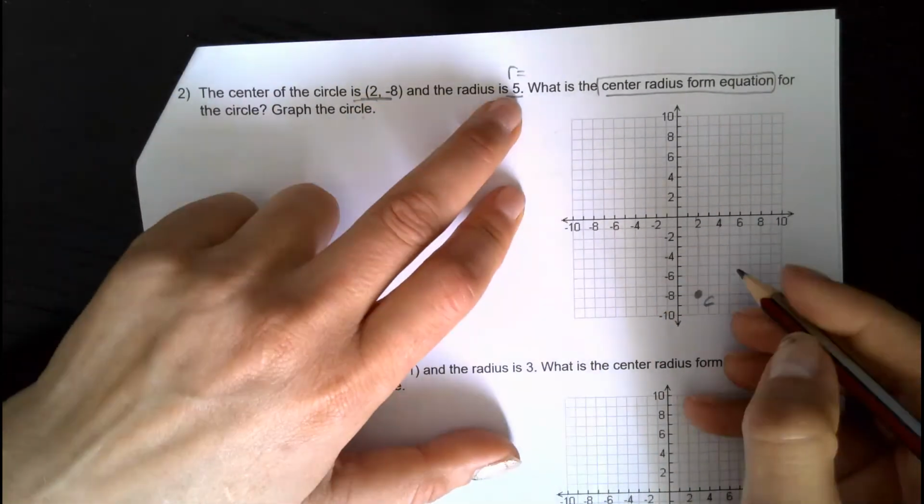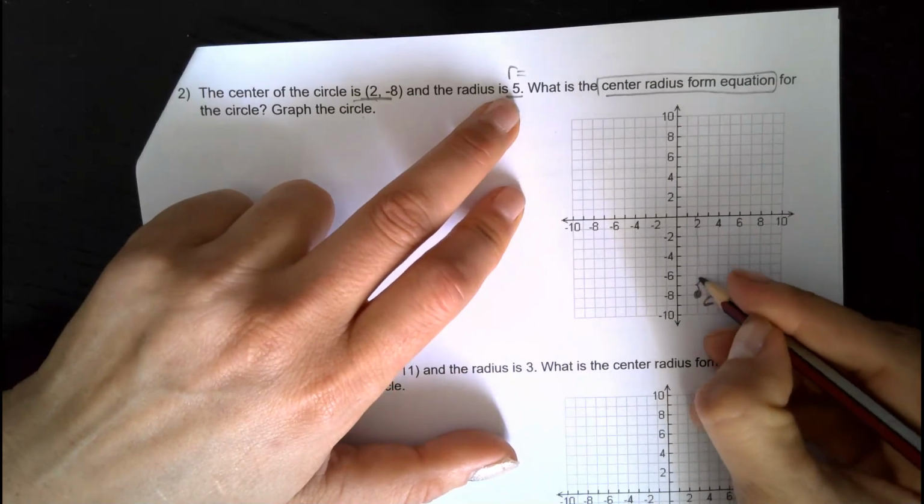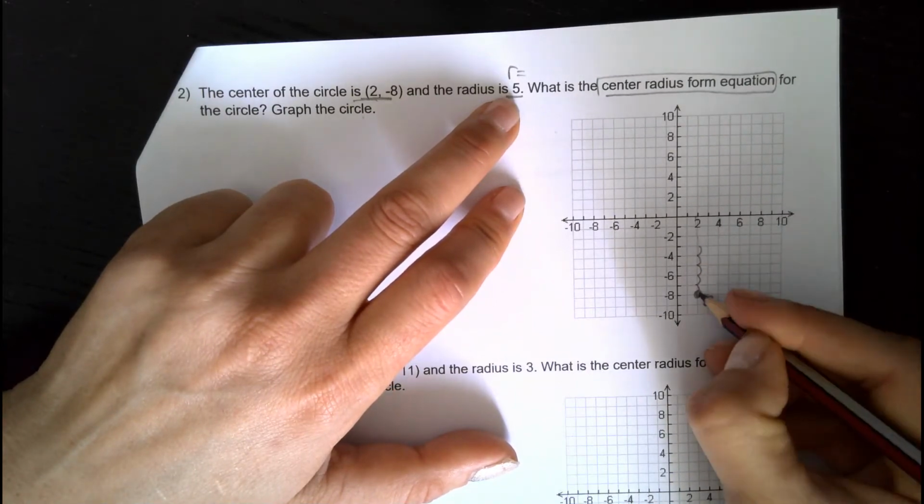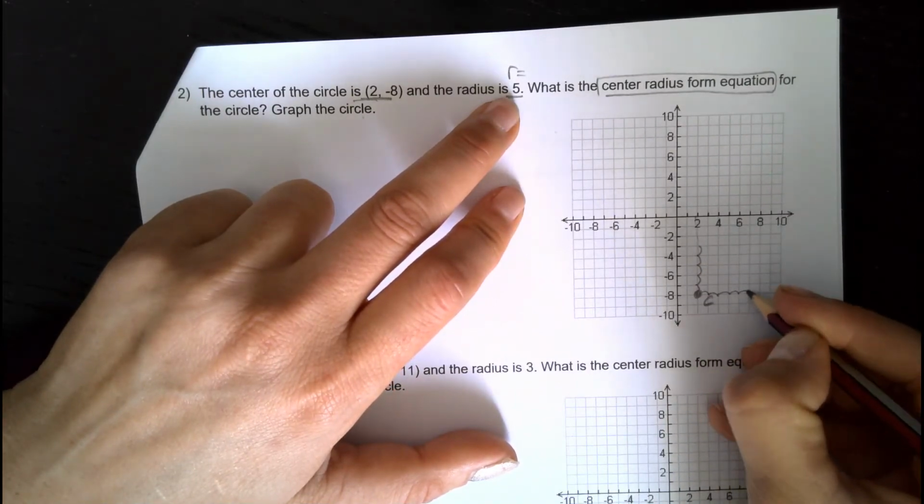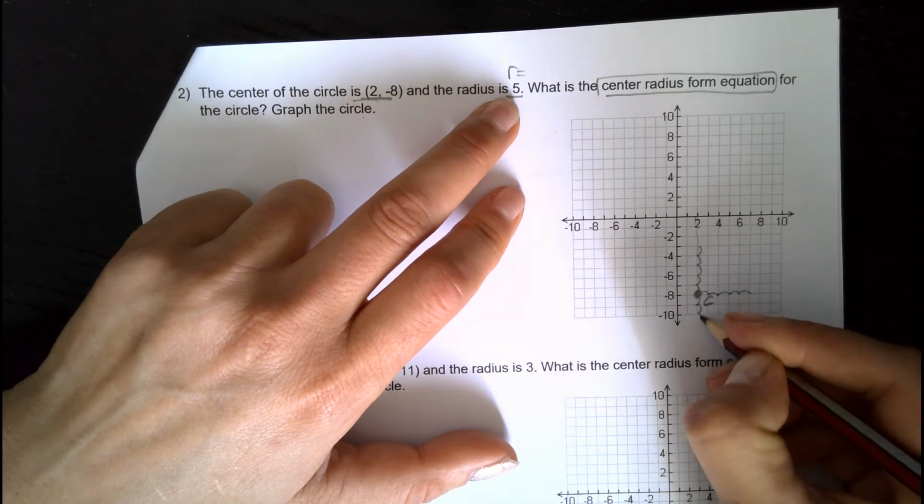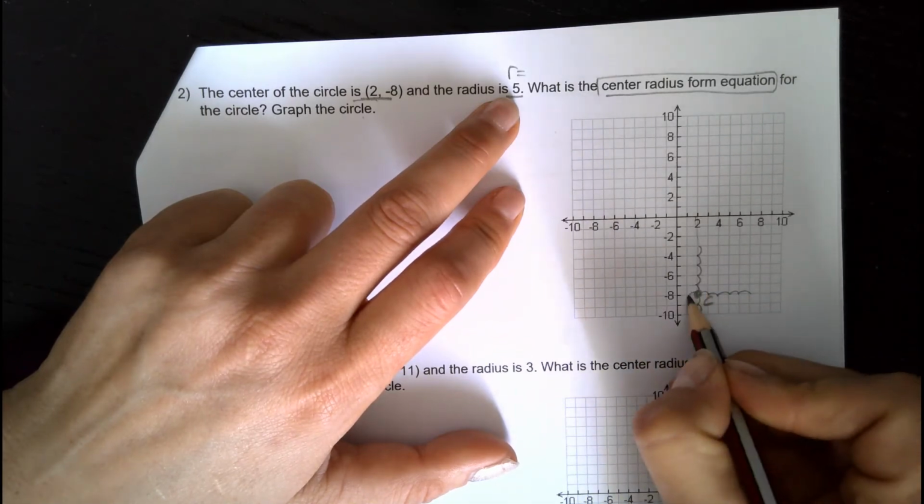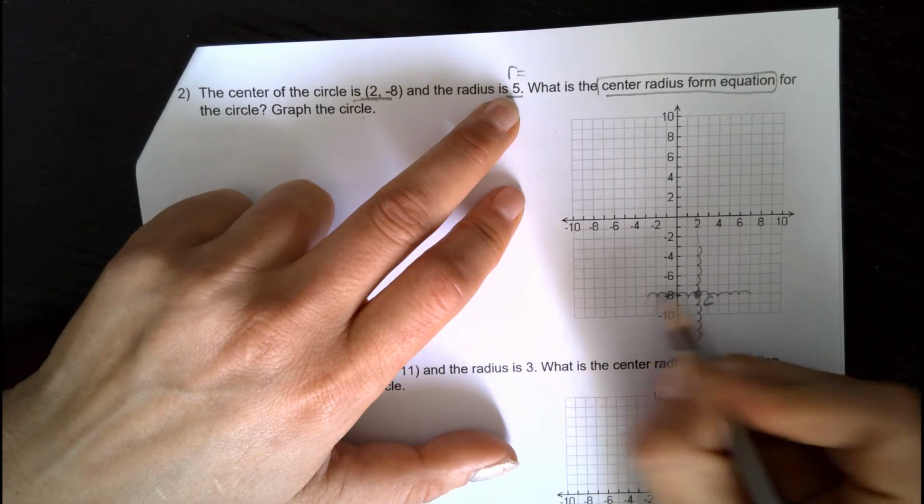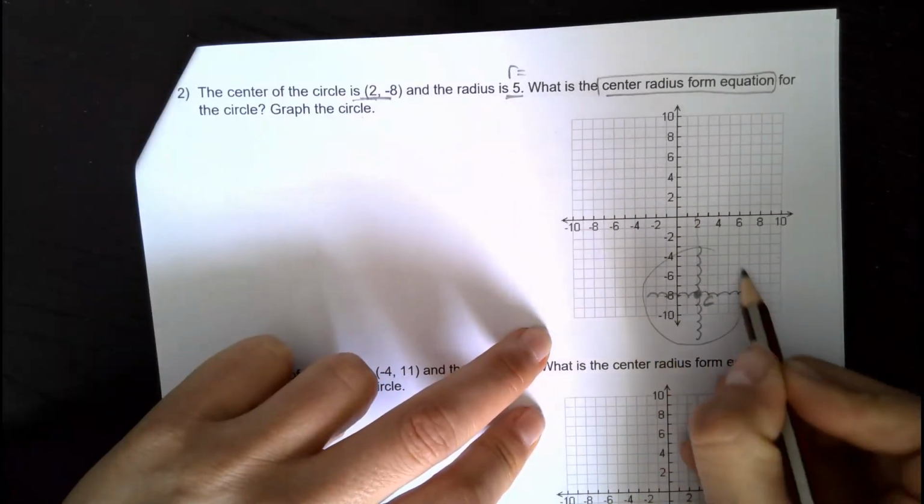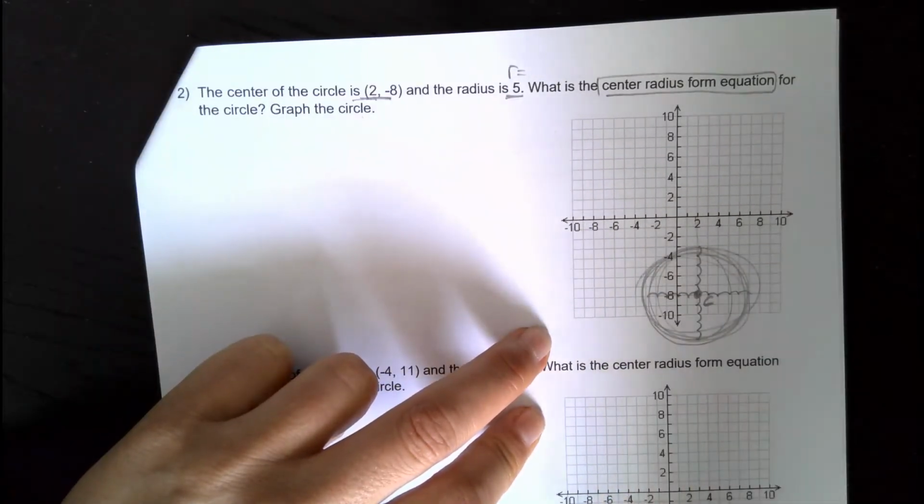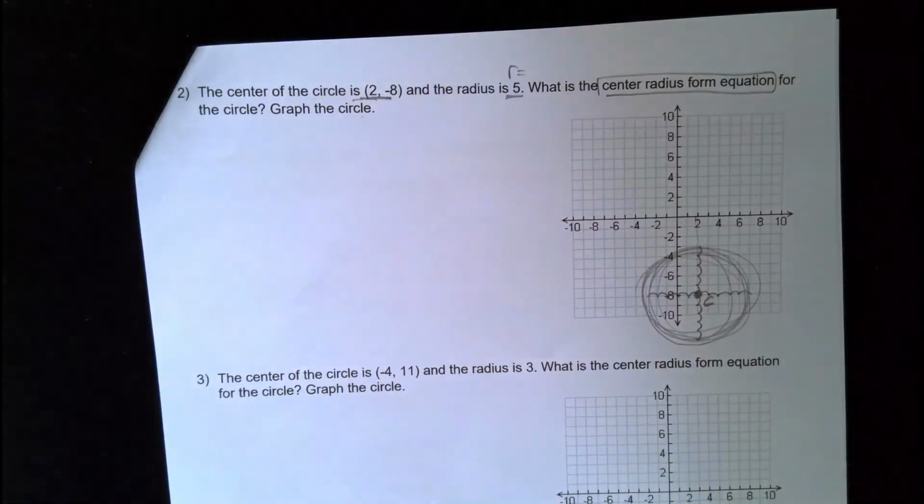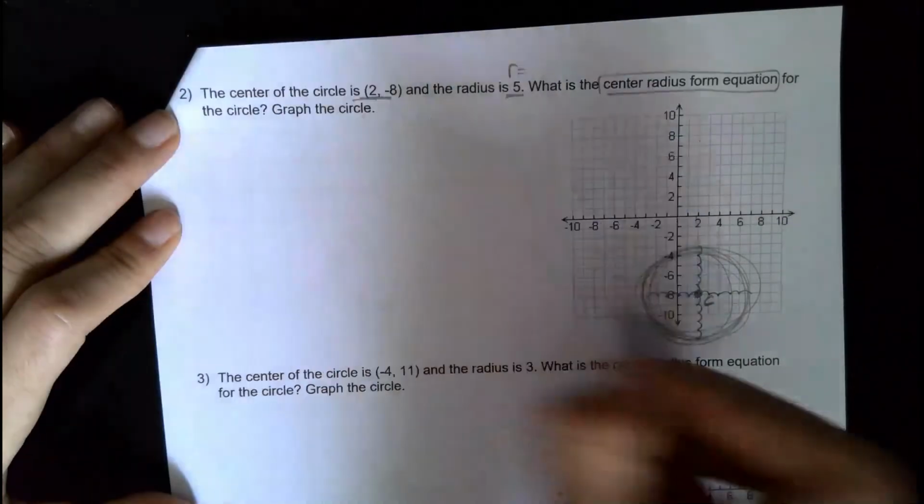And it says the radius is 5, so I'm going to go 1, 2, 3, 4, 5. 1, 2, 3, 4, 5. 1, 2, 3, 4, 5. And then I'm going to make lots of circles to make it kind of look, I can't do good circles, so I just do lots. Okay, so I drew it.